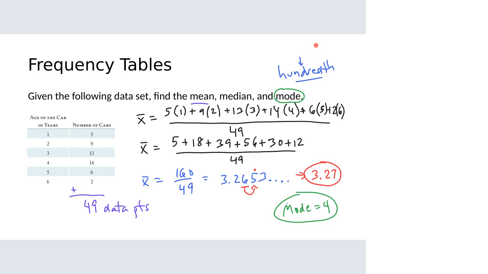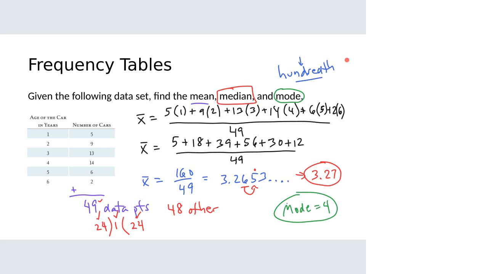Finally, and probably the most complicated of the measures of central tendency on a frequency table, is the median. The median is going to be the number in the middle. We have 49 data points. It's an odd number, which means there will be one right in the middle to be my median. And there will be 48 other data points. Half of those, 24, will be lower than the median. Half will be higher than the median. So in my data set, I have 24 data points below the median, there's a median, and then 24 points higher than the median.